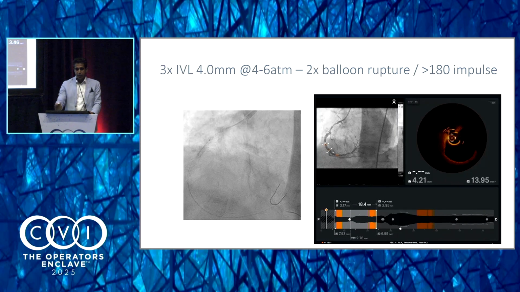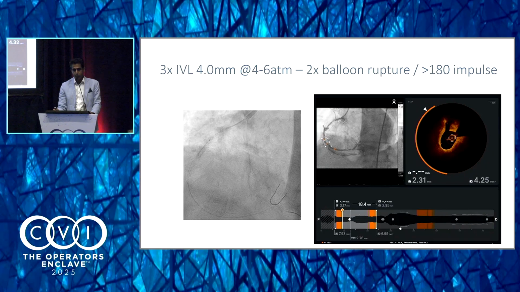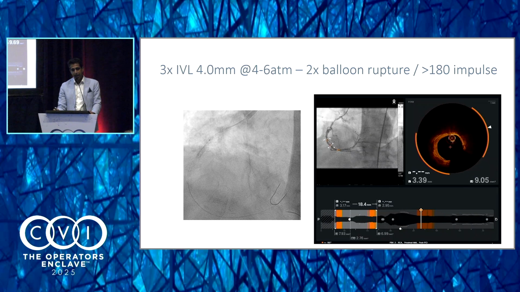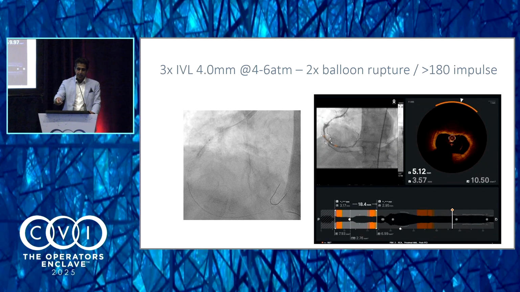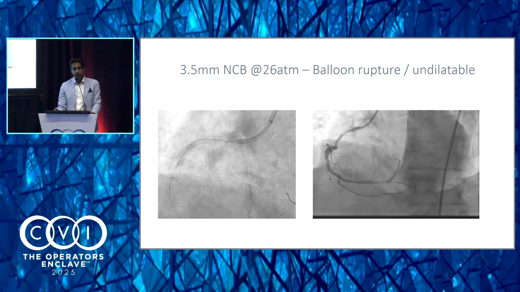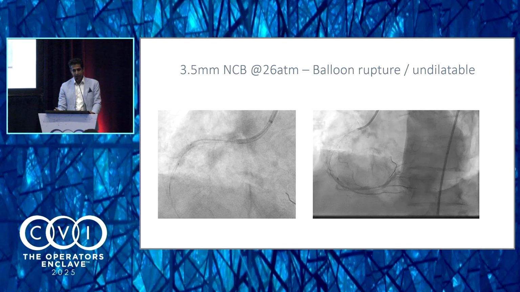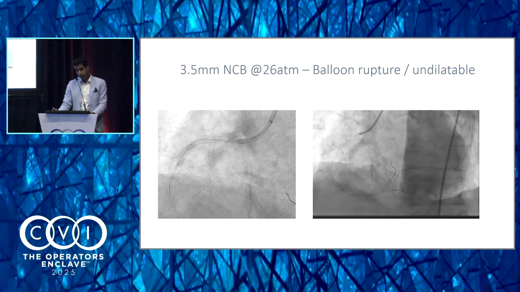So this patient had IVL therapy, 3.0 IVL. Actually, this is a scenario where you have nodules and the balloons rupture, so actually 2 different balloons ruptured, and more than 180 pulses were delivered. And despite this, on the next image, you'll see that an NC balloon was not expanding. 3.5 at 26 atmospheres, and it ruptured again. So the question was, what do you do?